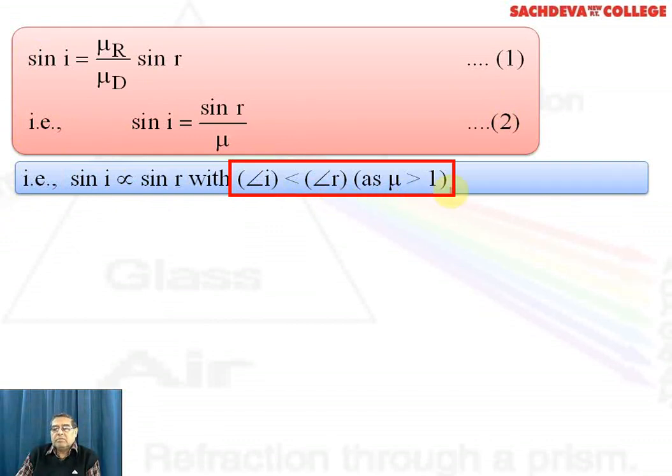is greater than 1. So angle i, as was clear from the figure, means the angle between the normal and the incident ray of light in the denser medium, and when it came into the rarer medium, it was moving away from the normal. So obviously angle i must be less than angle r.